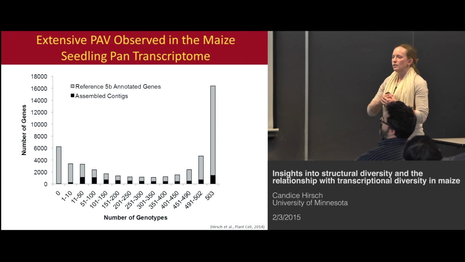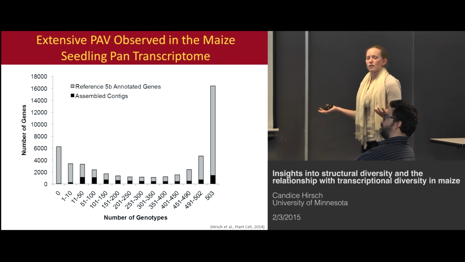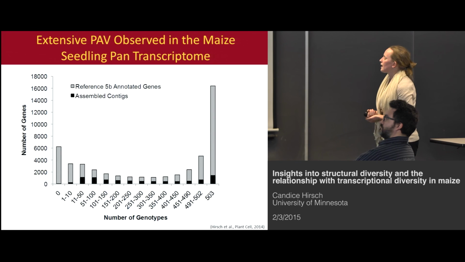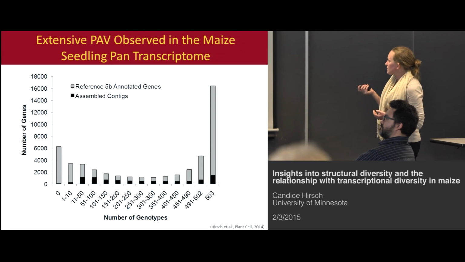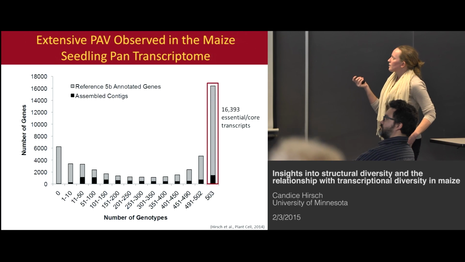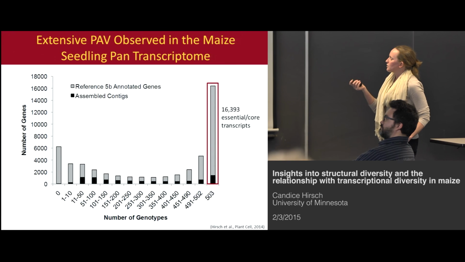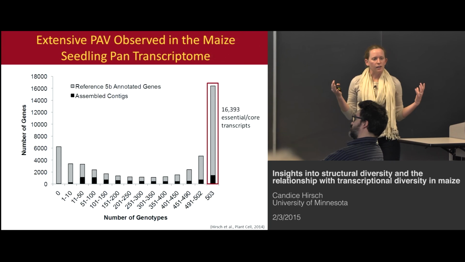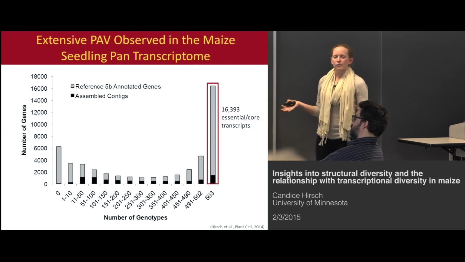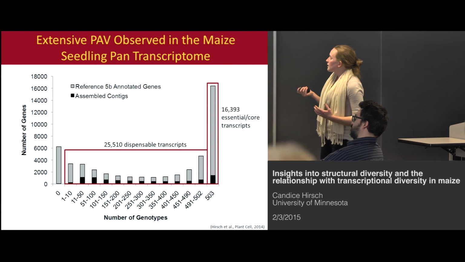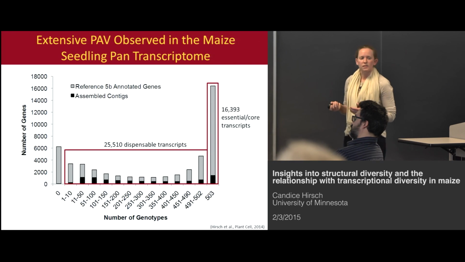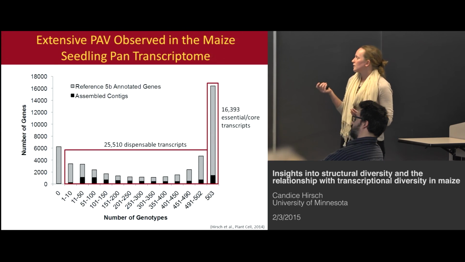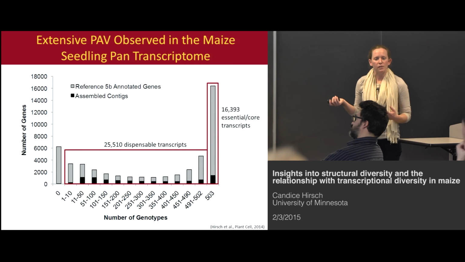OK, so we've identified all these genes that are present in only a subset of individuals, or transcripts at least. And so we wanted to look at what was the actual distribution of these. If we look at both the annotated reference genes as well as our new assembled contigs, about 16,000 of them appear to be essential transcripts. So they're present in the seedling transcriptome of every single individual. And another 25,000 appear to be dispensable transcripts. So they're only present in a subset of the individuals. And so we think that these are likely very important in contributing to phenotypic variation.